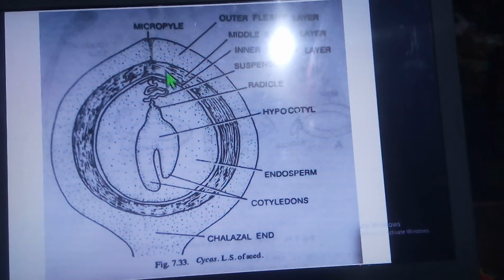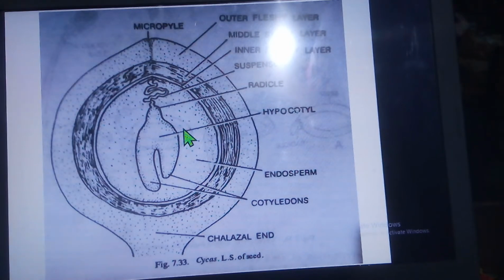Now these endosperm cells store a large amount of food material for the developing seed. And last, inner to the endosperm, we have the embryo. So embedded in the endosperm, we have the embryo. It consists of two cotyledons, a plumule, and a radicle. The plumule will form in the depression between the two cotyledons.